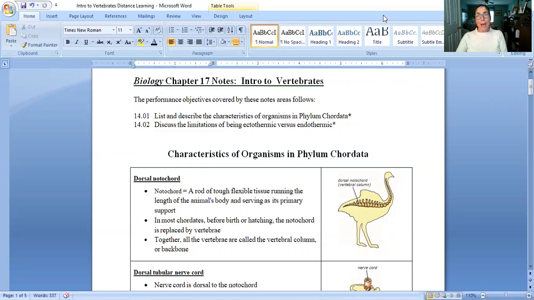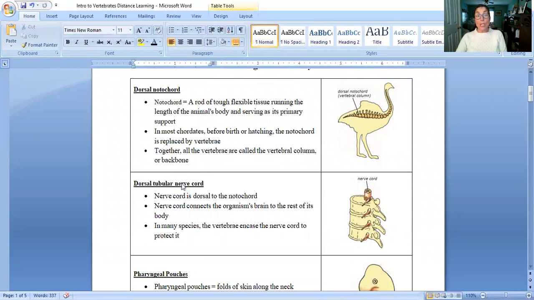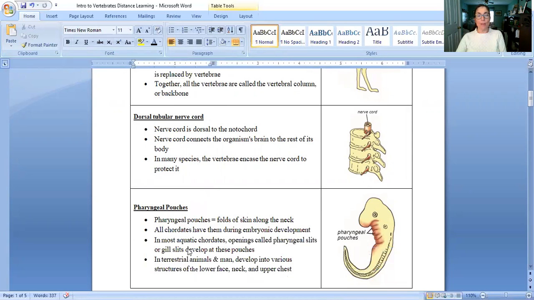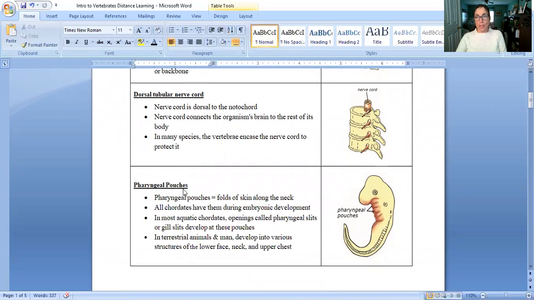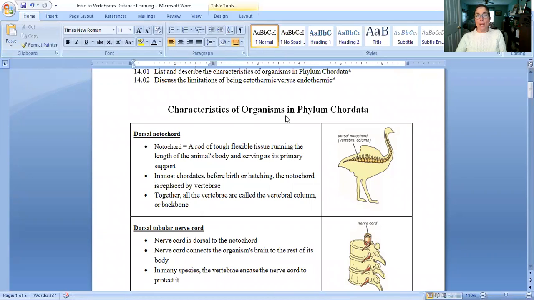You have to have a dorsal notochord, and that is what's listed here. You have to have a dorsal tubular nerve cord, and you have to at least at some time during your development have what are called pharyngeal pouches. So you notice skull and backbone are not listed on that short list because not all organisms in the Phylum Chordata have them.